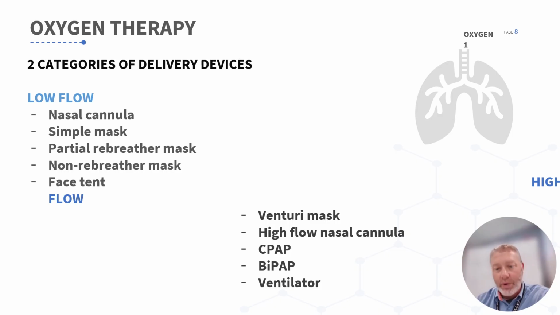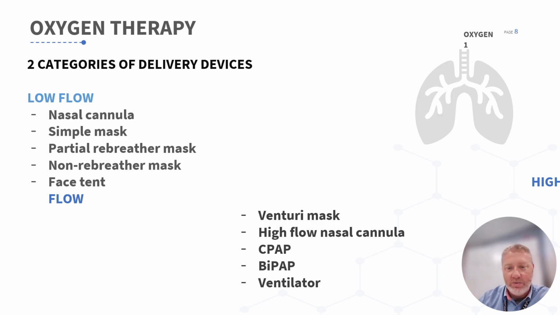The flow rate that you set on these devices is typically way less than that. So nasal cannula up to 6 liters, simple mask 5 to 10 liters, partial rebreather, non-rebreather. Even if you increase that flow meter to 15 or greater, you're still not going to hit 30.